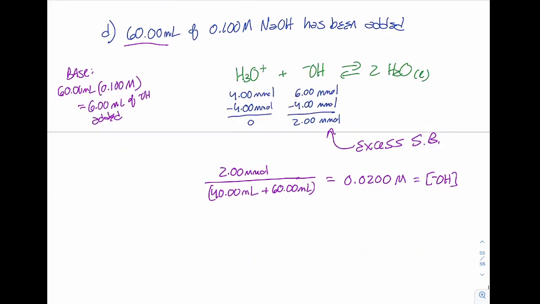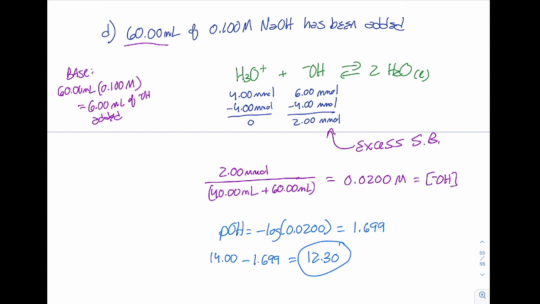So I'm going to figure out my pOH and then subtract from 14. You could do it the other way if you want. So negative log of 0.02, I get 1.699. And then 14.00 minus 1.699, I get a pH of 12.30.